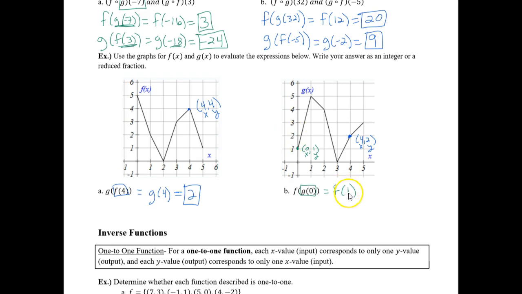Now I need to plug that 1 into function f. So go over to our function f graph, and the x value is 1. I'm going to plot that point. So x was 1, y was 2. So the input of 1 gave an output of 2. So f of 1 is positive 2. And so we see f of g of 0 is positive 2.